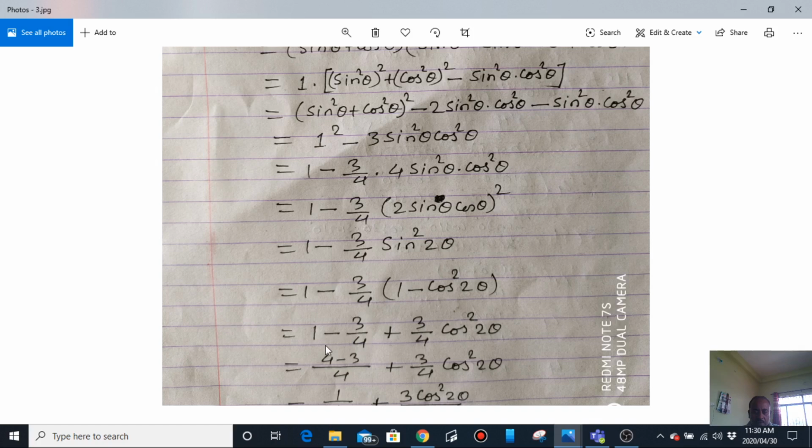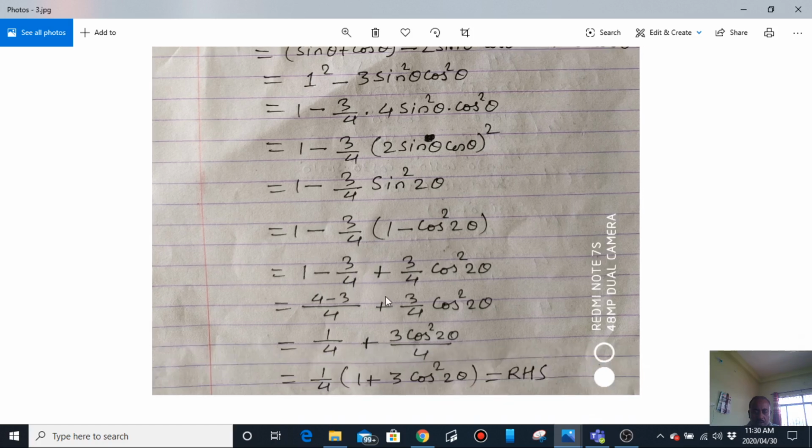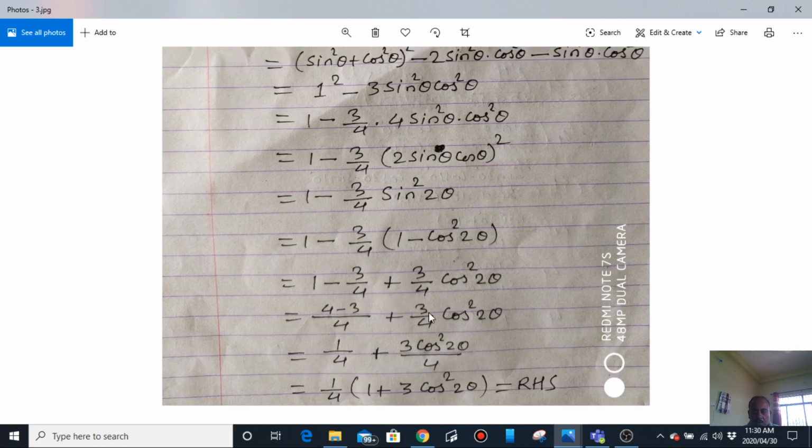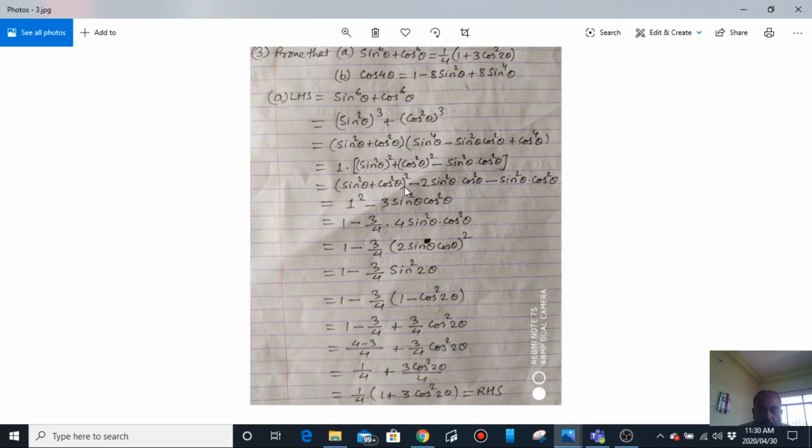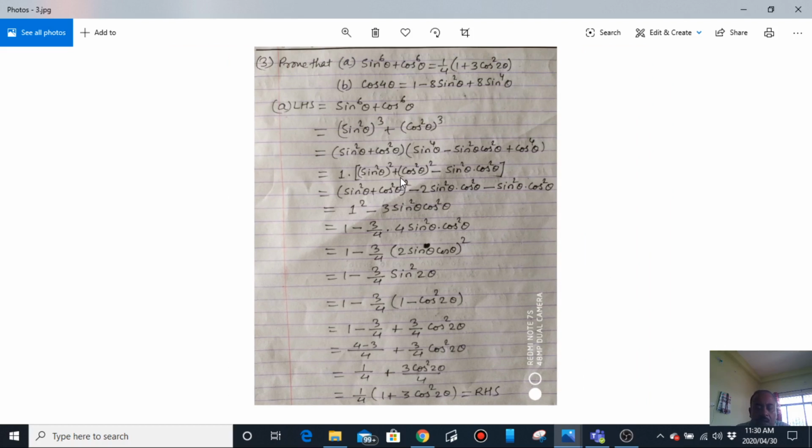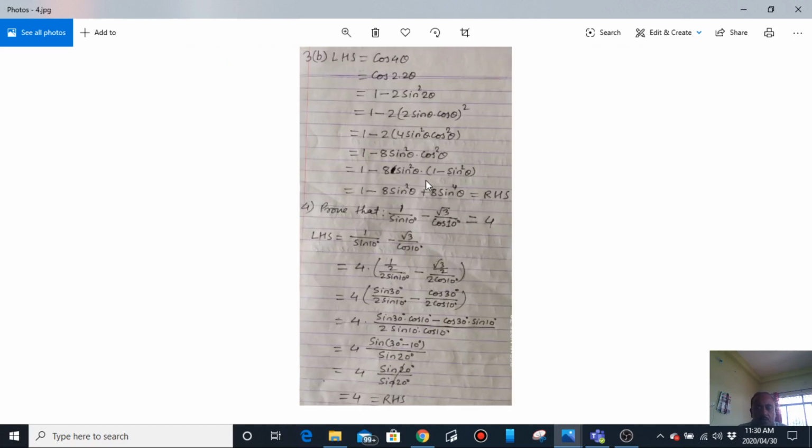Now these are independent numbers, so 1 minus 3 by 4 becomes 1 by 4, and plus 3 by 4 cos square 2 theta. Now 1 by 4 is common, so take it out: 1 plus 3 cos square 2 theta, so that is equal to RHS. Proved. Is it okay? If you do it yourself in your copy, you can do it. Still, if there is any confusion you can ask me in the next class.